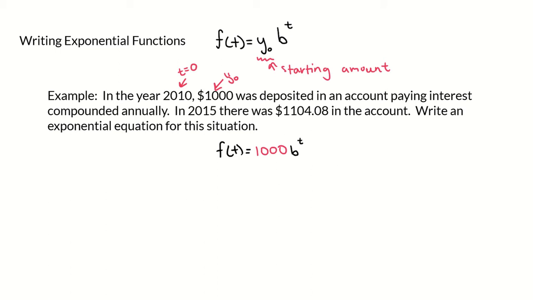And now we want to find out what the base b is after having the starting amount. So the other piece of information that we have is that in 2015 there was $1,104.08 in the account. So that means at time t equals 5, because the time between the starting time 2010 to the next time we have, 2015, is 5 years. At t equals 5, we know that f of t is this amount.